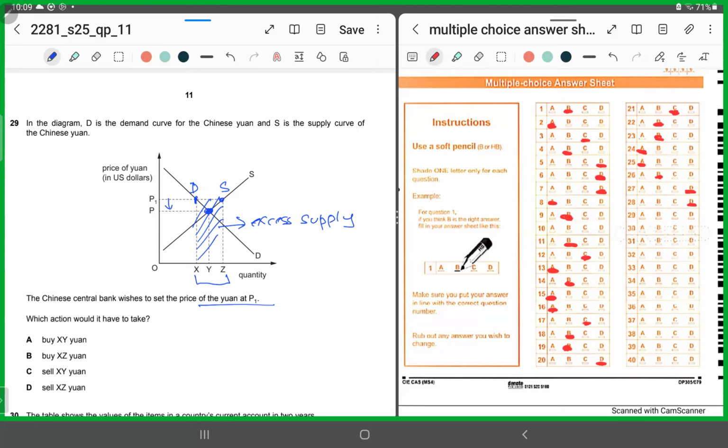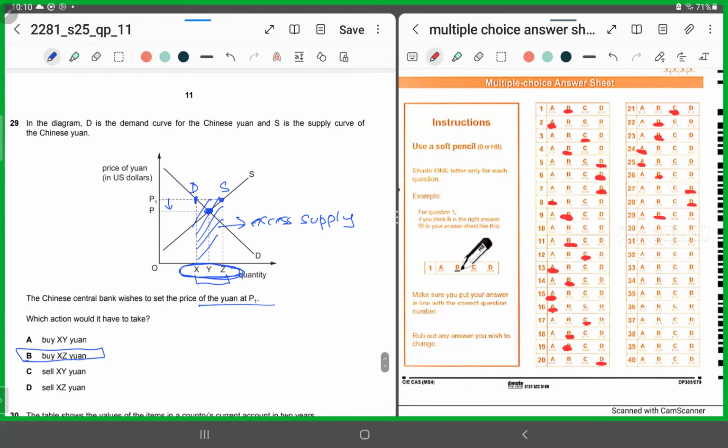So in order to prevent it from falling to P and to remain at P1, the central bank would have to buy this shortage, this excess supply, this gap, this highlighted area of XZ. It has to buy XZ yuan in order to stabilize the price of yuan at P1. So for 29 MCQ number, it has to be B.